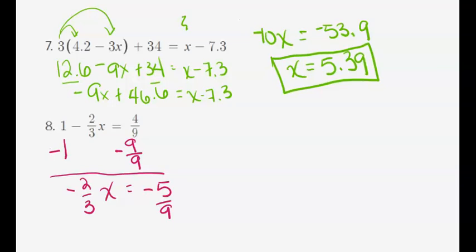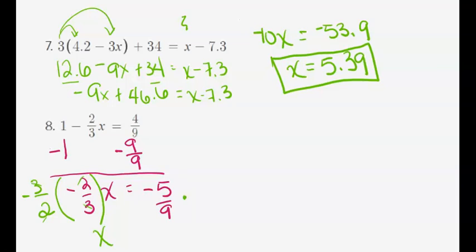Now, I want to get rid of this negative 2/3 x. And the way you do that is you divide. This is negative 2/3 times x. So you're going to divide both sides by negative 2/3. But when you're dividing fractions, it's the same thing as multiplying by its reciprocal. So I'm going to multiply by 3/2. Remember, when you multiply a number times its multiplicative inverse, you're going to get 1. So because these 3's cancel, these 2's cancel, the negatives cancel, and I'm left with just 1x.